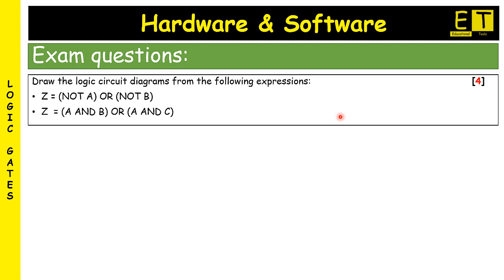In this video I will be going through the exam questions that were posed in my previous video. The first question was, draw the logic circuit diagram for the following expressions. Z equals not A or not B.